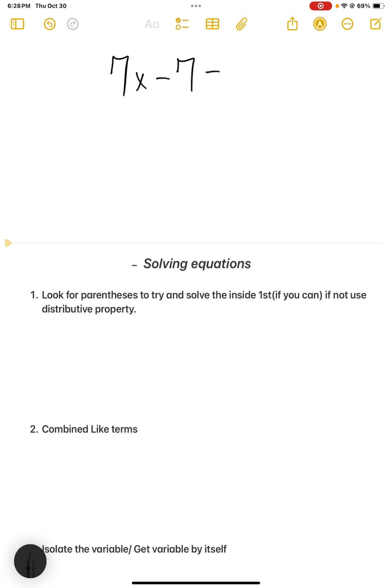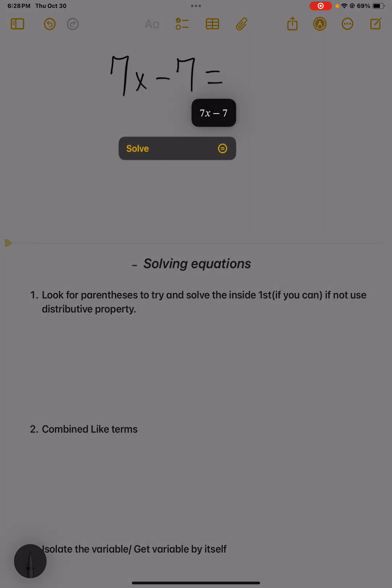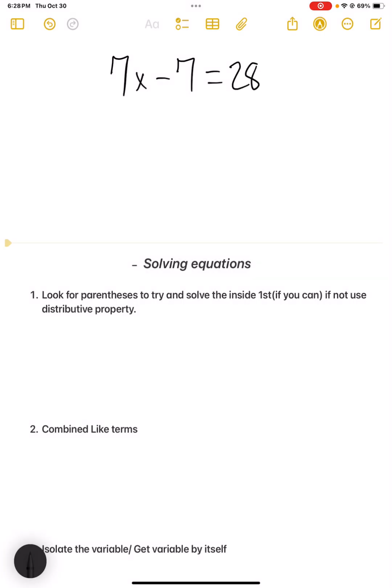Minus 7 equals... no, stop it... 28. All right, so most of the time when you get to step 3, just to show you a little hint, you'll have on either one of the sides a variable and a coefficient, some other number trying to engage with that variable and coefficient, and then it equals something else.